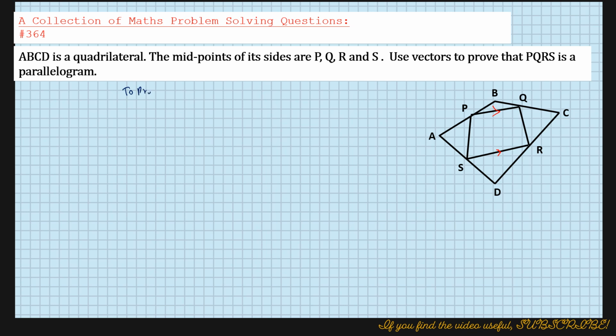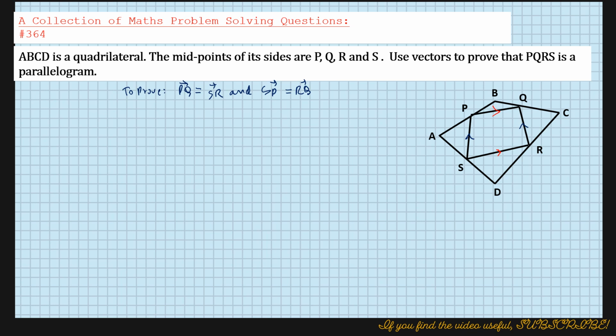So I can write that we have to prove vector PQ equals vector SR, and we need to prove vector SP equals vector RQ. SP would be this way and RQ would go this way.